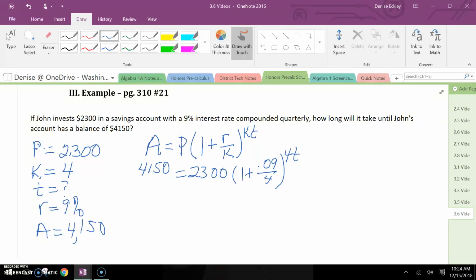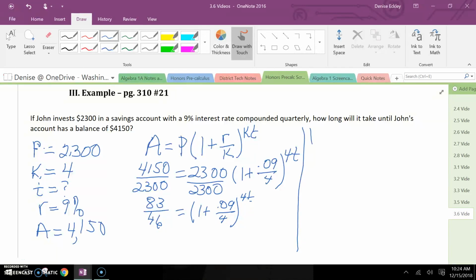So dividing by 2,300 on both sides, and I'm going to leave everything in simplest form. I'm not going to make decimals yet because the more you round, the more inaccurate your value is. And we're using a calculator, so we don't need to simplify that. The calculator will do it. Okay, so I'll have to take the natural log of both sides.